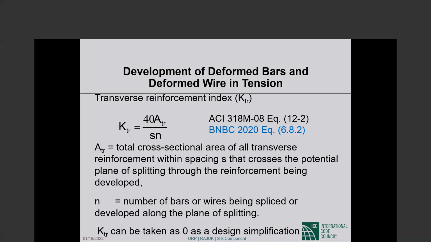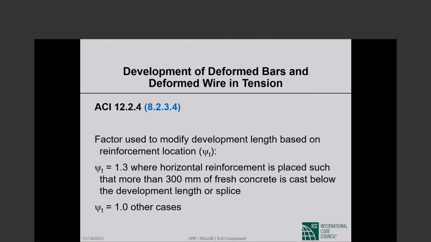C sub B, which I forgot, it turns out, I will tell you, and I want to tell you the exact thing. C sub B is the smaller of two things: the distance from the center of a bar or wire to the nearest concrete surface, and one half the center to center spacing of bars or wires being developed. The smaller of the two. We will post a revised slide set where C sub B will be indicated. Anyway, so C sub B is explained.